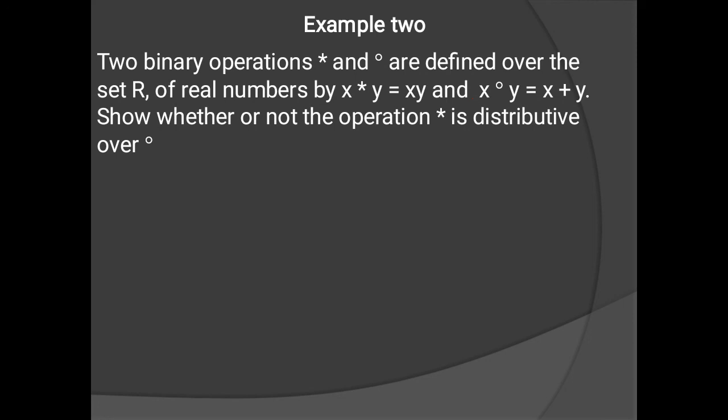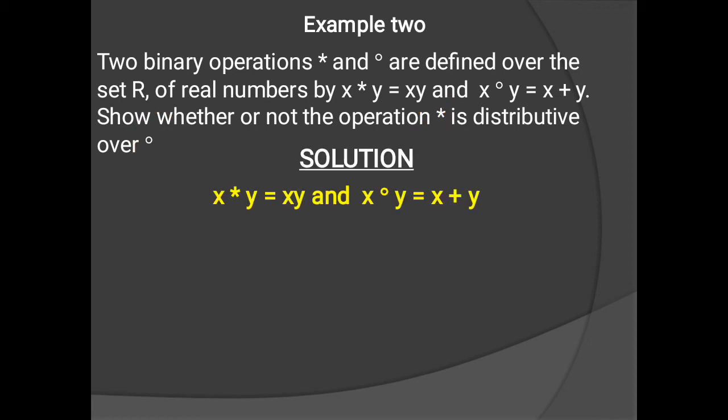Show whether or not the operation star is distributive over the circle operation. Because the star comes first, the star will be outside, and the other one will be inside. All right. So solution. We quote our definitions or our rules. x star y equals xy, that is first one times second one. Then x circle y is first one plus second one.